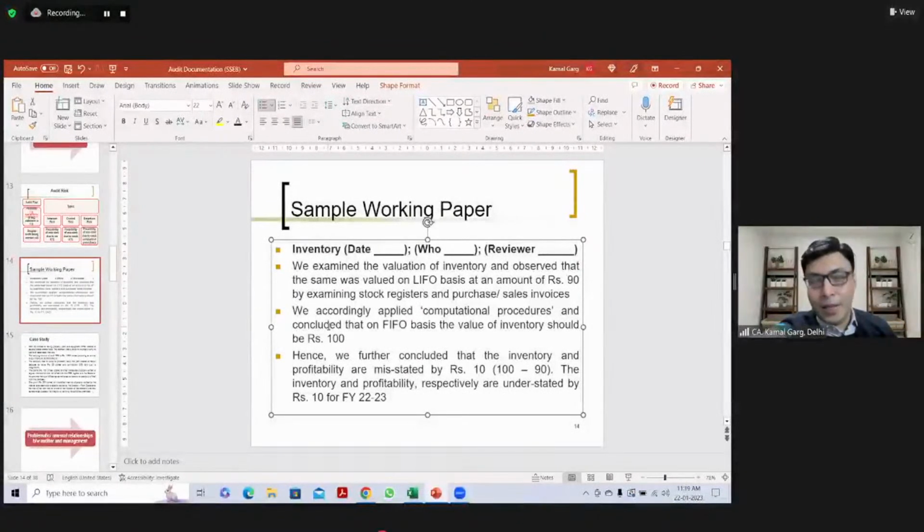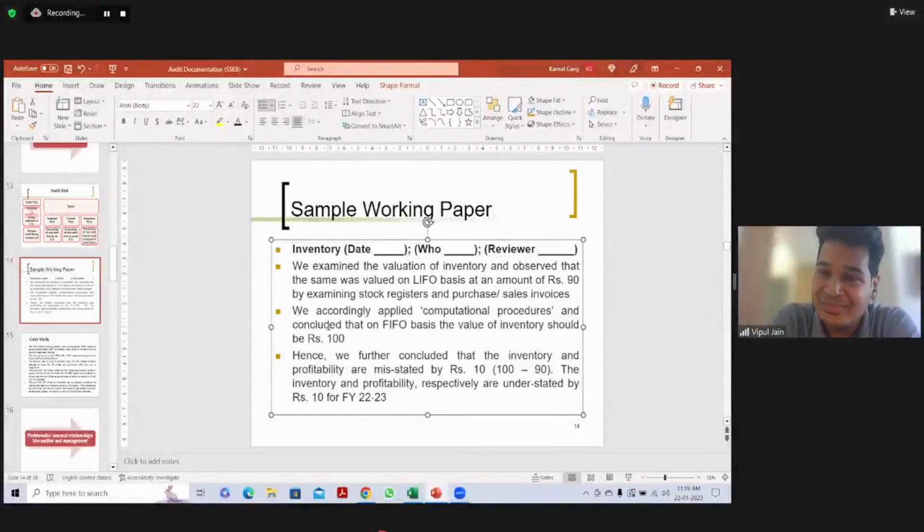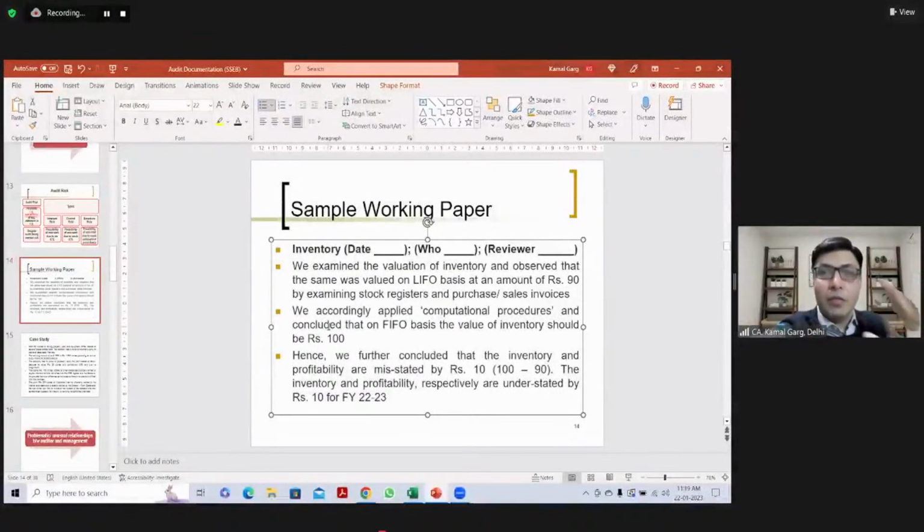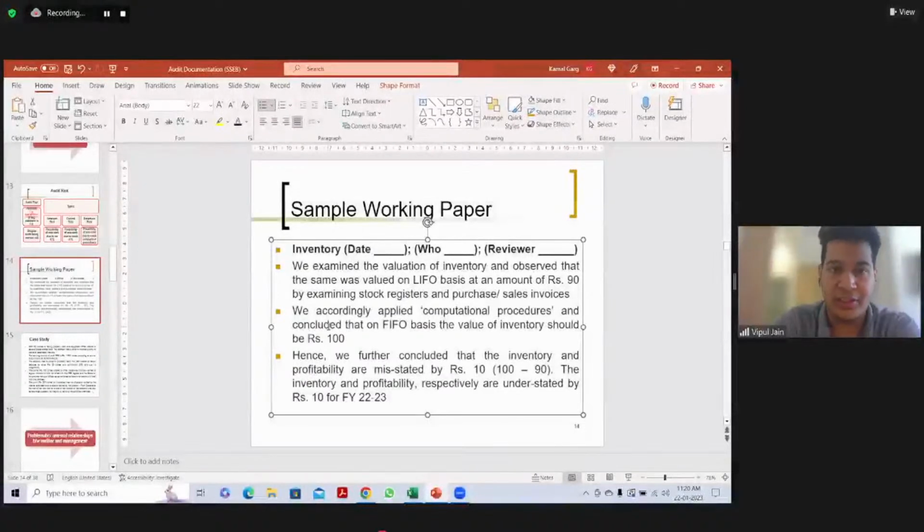And yes, I was telling you, each of the students should take a note, because this is a very good question. For this purpose, you have to take the guidance from SA 510 and SA 710. SA 510 deals with opening balances and SA 710 deals with comparative financial statements. Other question, Vipulji? No, sir, that is it.